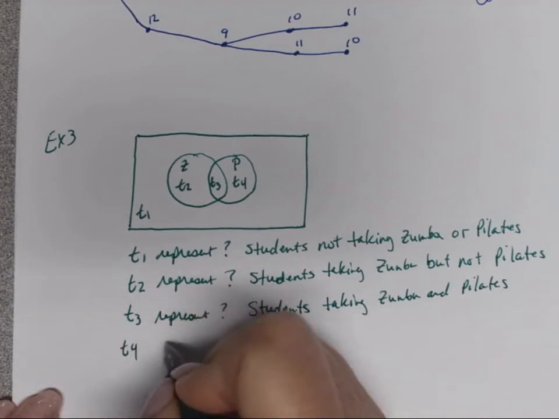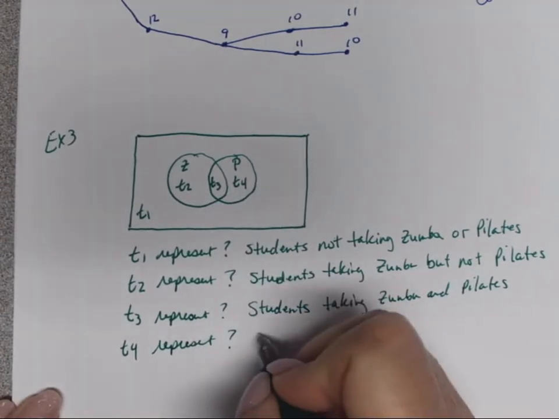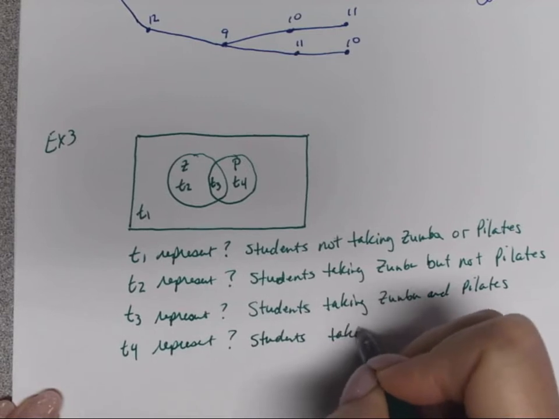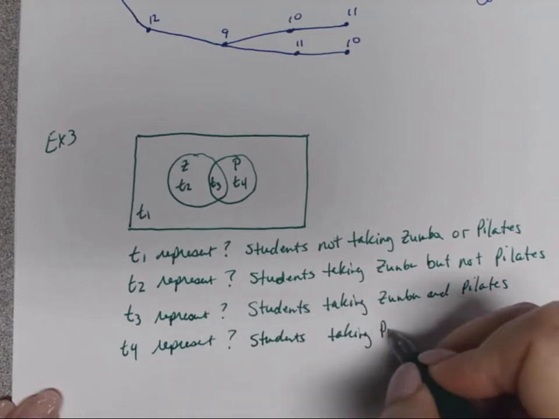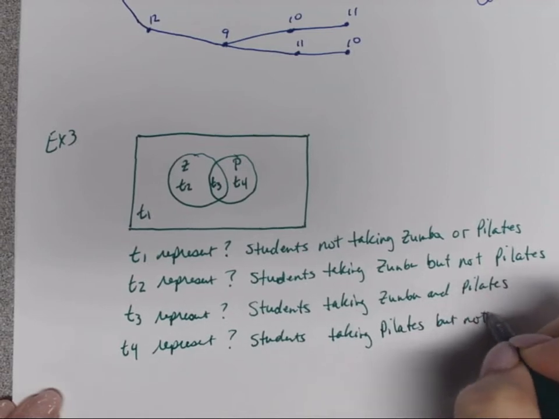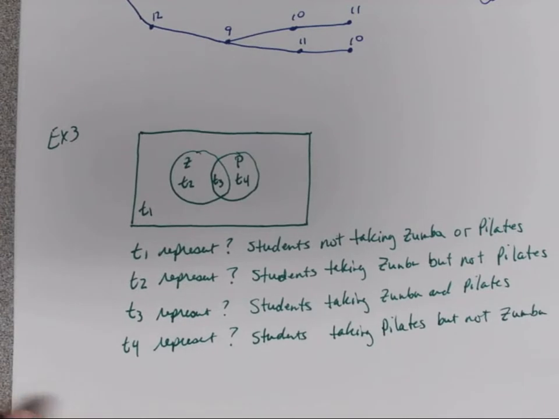And then T4, they are only in the Pilates group. So this would be students taking Pilates but not Zumba. So they're only taking the one group. They're just taking the Pilates and not the rest.